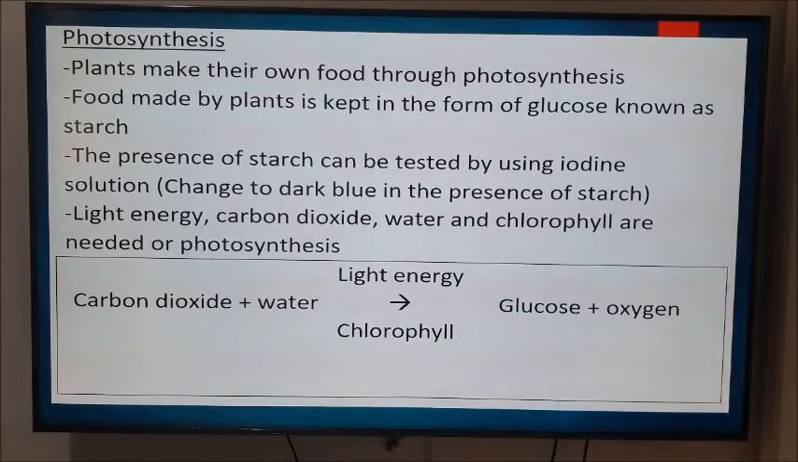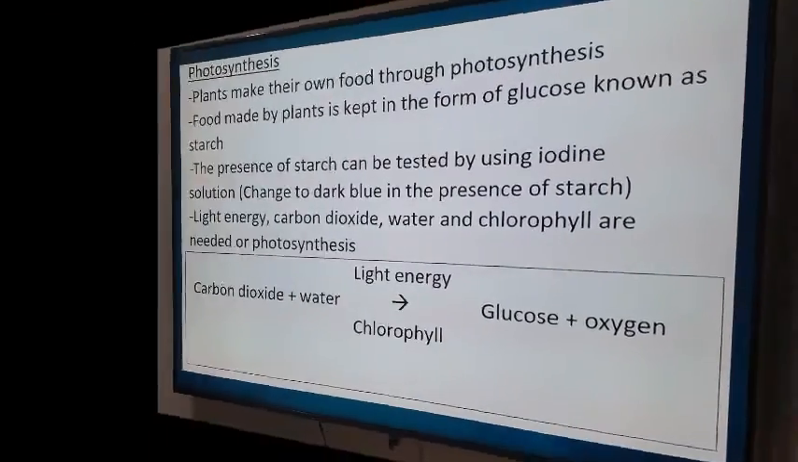Plants are producers. Plants can make own food during photosynthesis. Food made by plants is kept in a form of glucose known as starch. The presence of starch can be tested by using iodine solution. So boys, in order to know whether the plants carry out photosynthesis, we need to do a test that is called the starch test. Next, I'm going to show you how a starch test is carried out.